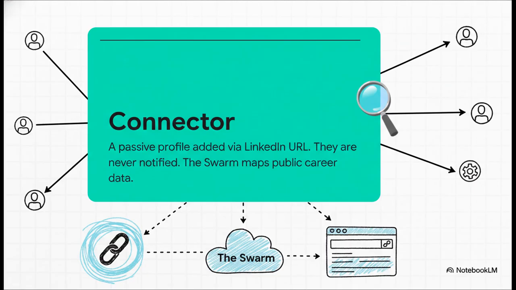And then you have a connector. Now this is something totally different, and frankly, it's brilliant. A connector is a passive profile. You can add someone, like, say, a really busy advisor, just by pasting in their LinkedIn URL. And here's the key. They are never notified. The Swarm just quietly maps their public career history to find those valuable overlaps.